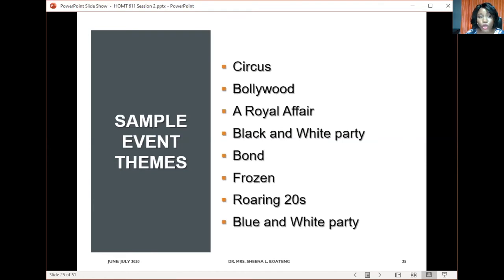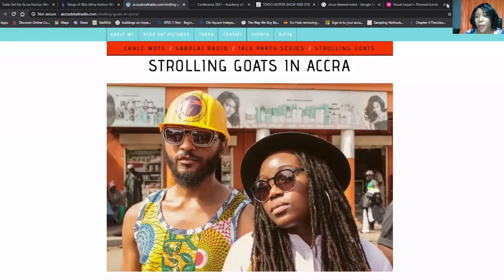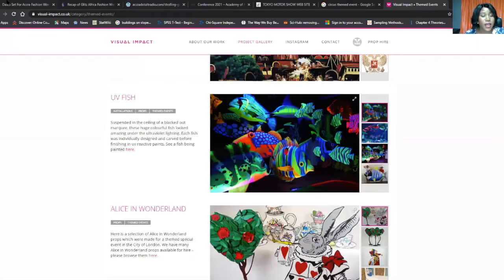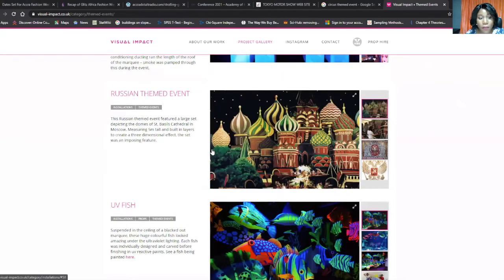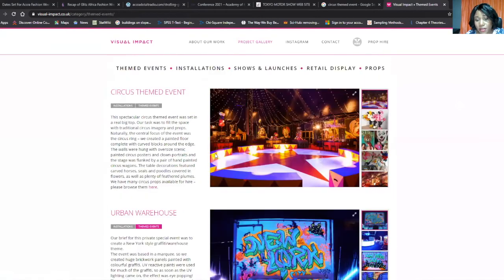Now, I want to show you a bit of some pictures of how some of these themed events can take. So let's quickly look at these images. Now, these images are by a company called Visual Impact, and they're a company that organizes events, and they specialize in providing props and items to be able to set up spaces to look like specific themes.